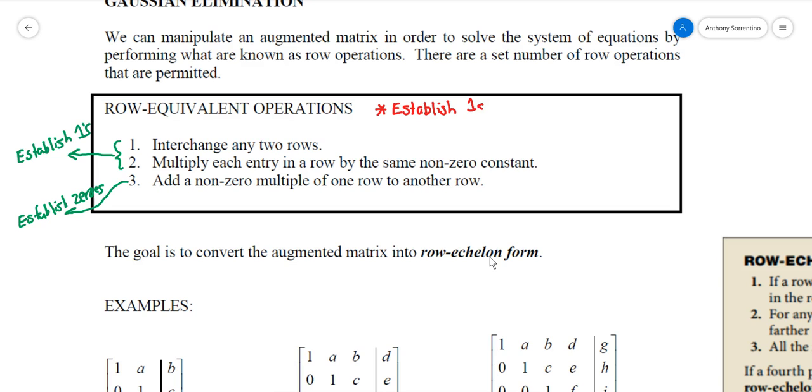the ones first, and then the zeros in each column.